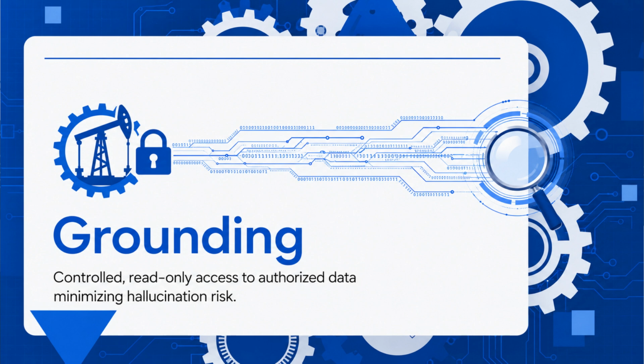In Layer 2, the AI doesn't just get to roam free. It operates under grounding, meaning it has controlled, read-only access strictly to the well asset we just built. The AI is mathematically restricted to only reading this approved vault of truth. It literally cannot invent facts or pull information from the public internet outside your enterprise boundary. This is exactly how you eliminate hallucination and operational risk.